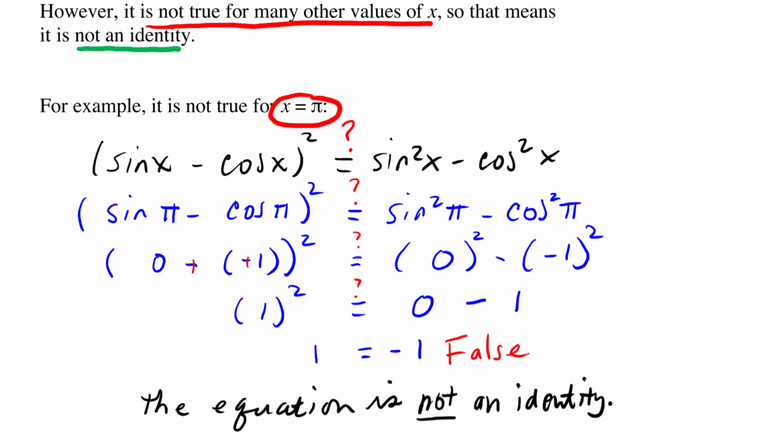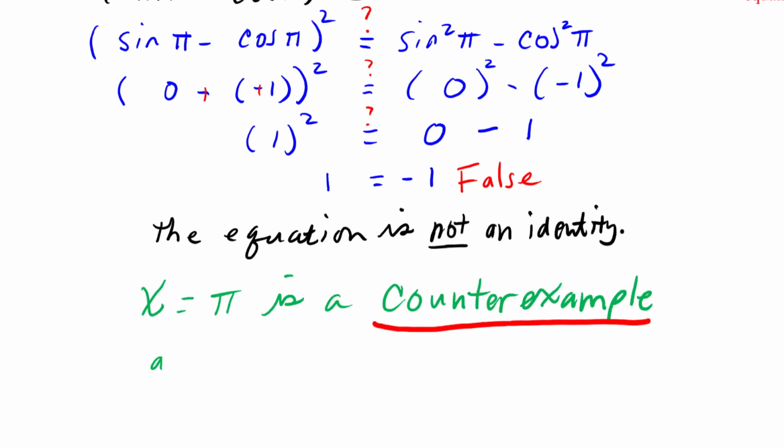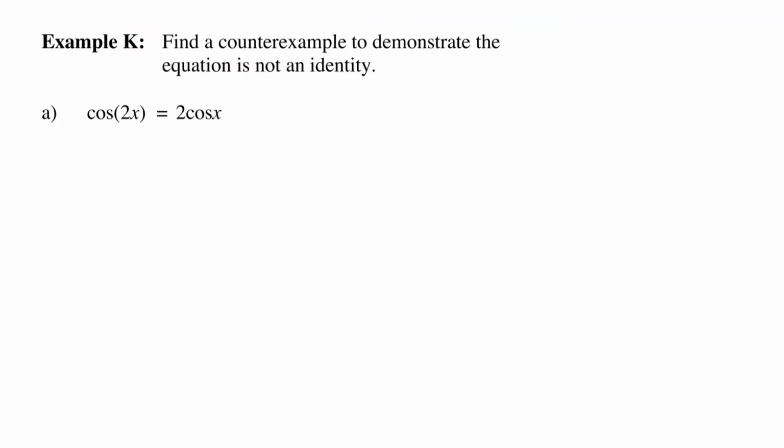Now, something interesting about that is we found at least one value that makes it not work, and that's called a counterexample. And there are actually many others. There are lots of counterexamples that we could have found here. Pi was simply an easy one. We could have found x is pi over 6, x is -pi over 3. So now our task is to find a counterexample to demonstrate that this equation is not an identity.